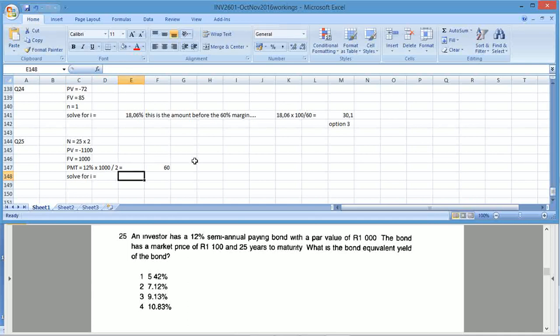Okay, so N is 25 times 2. I is what I'm solving for. PV, which is the bond price, market price, 1100. Payment, 60. And 1,000 future value. Solve for I. I comes out to 5.416603455, which I'm going to multiply by 2 because it's semi-annual. Gives you 10.833%, option 4.